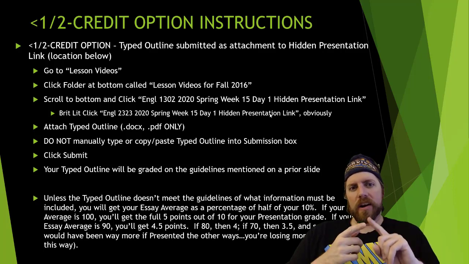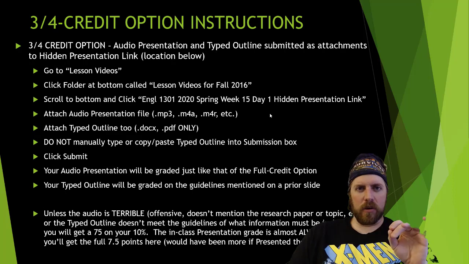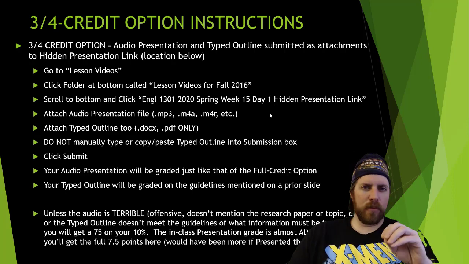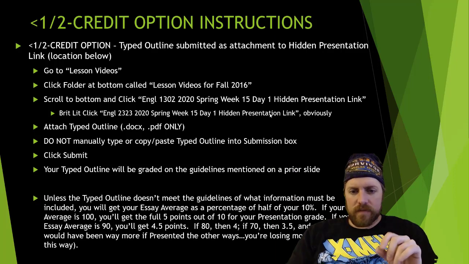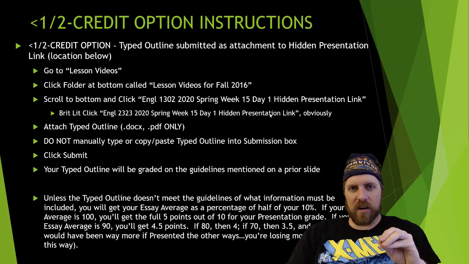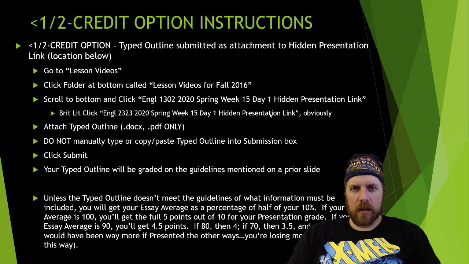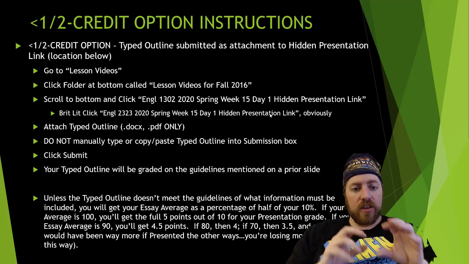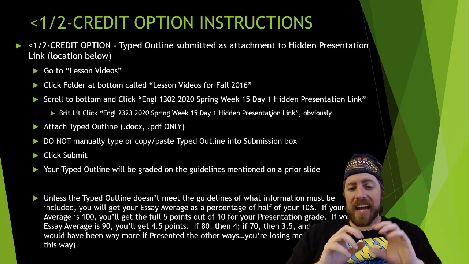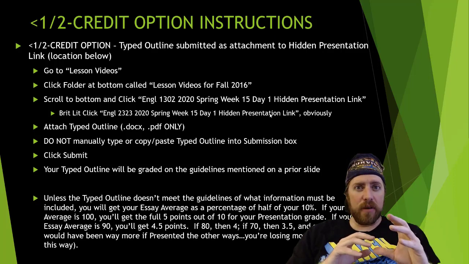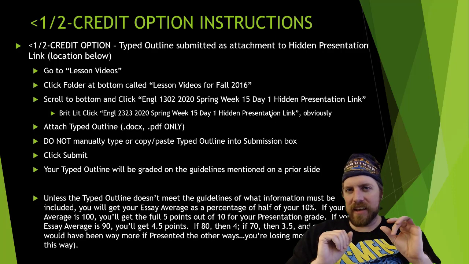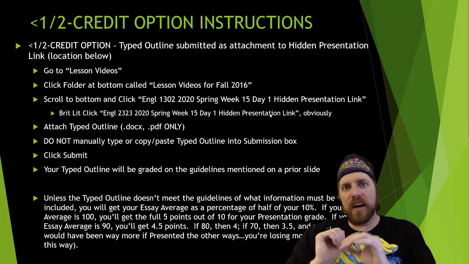Now, the way you're going to get the points is, in this case, super easy, 3/4 credit, 7.5 out of 10. What you'll get is a percentage of 5 points out of 10, and that percentage will be based on whatever your essay average is. So, if your essay average is 90, you'll get 4.5 points out of 5. If your essay average is 80, you'll get 4 points out of 5, because it's whatever your essay average is as a percentage of that 5 points.